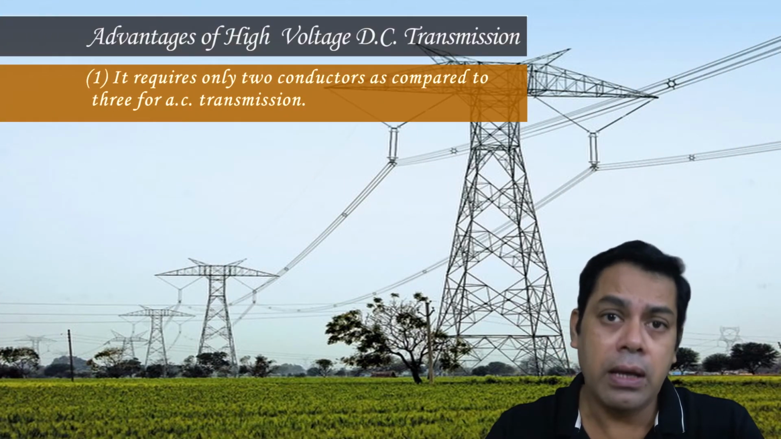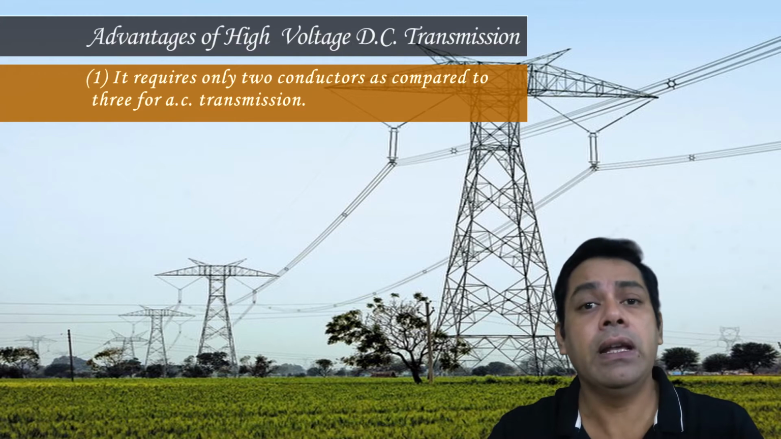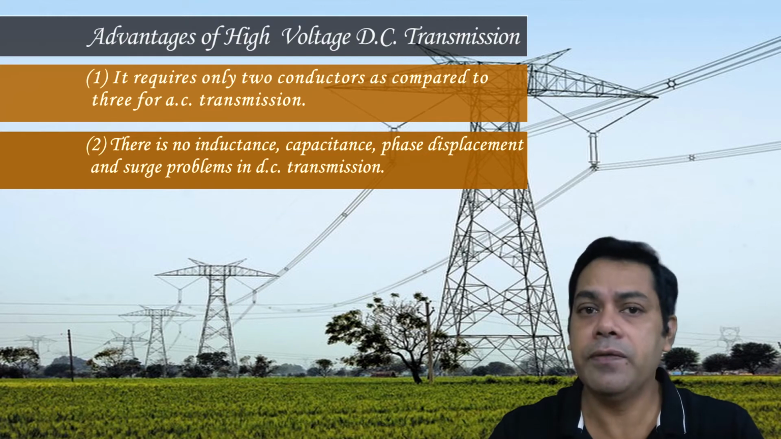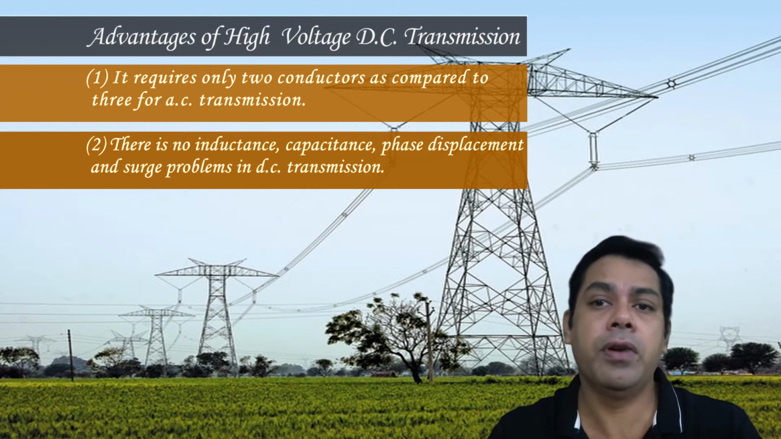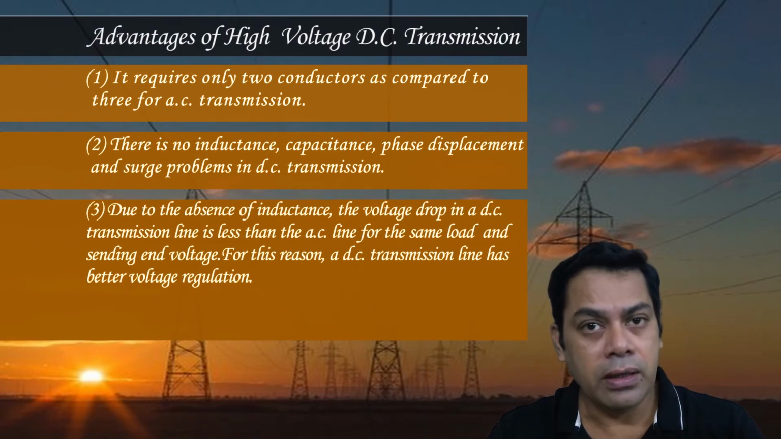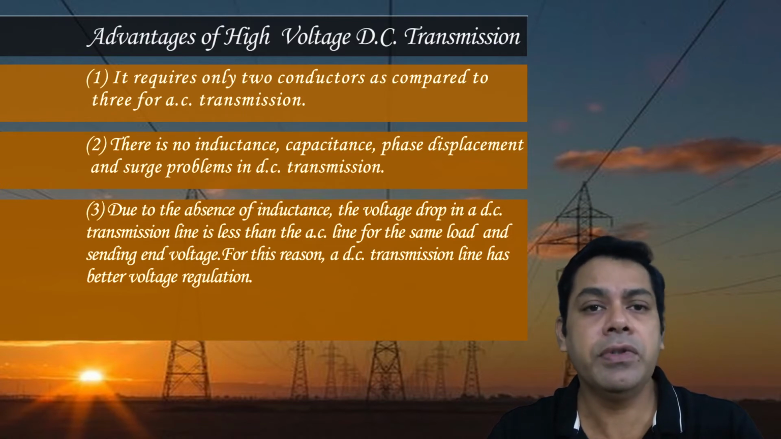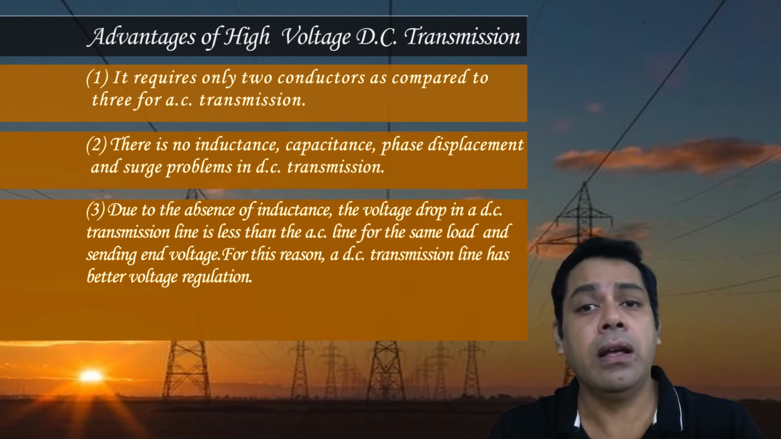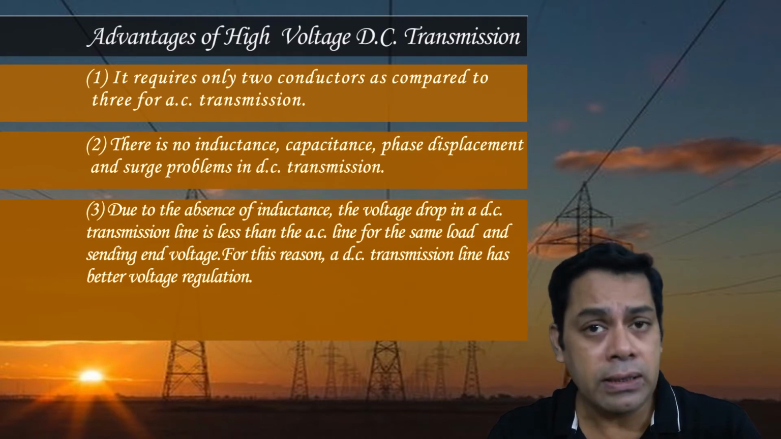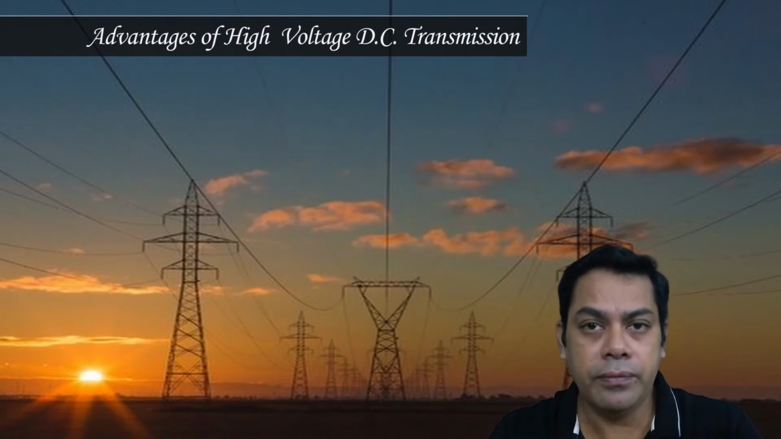Number 1, it requires only 2 conductors as compared to 3 for AC transmission. Number 2, there is no inductance, capacitance, phase displacement and surge problem in DC transmission. Number 3, due to the absence of inductance, the voltage drop in a DC transmission line is less than the AC line for the same load and sending end voltage. For this reason, a DC transmission line has better voltage regulation.